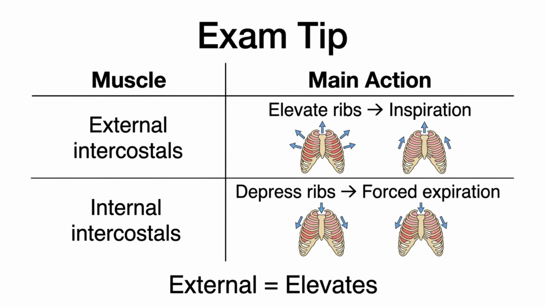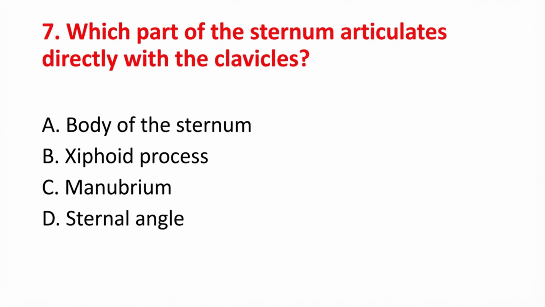Question 7 reads, which part of the sternum articulates directly with the clavicles? A. Body of the sternum. B. Xiphoid process. C. Manubrium. D. Sternal angle. You have 5 seconds.